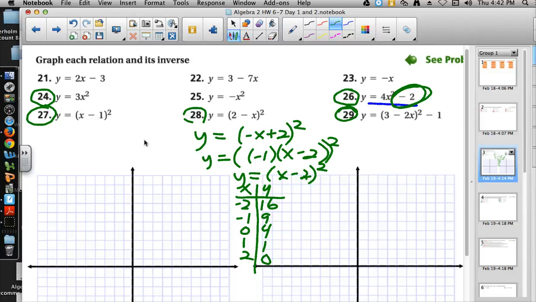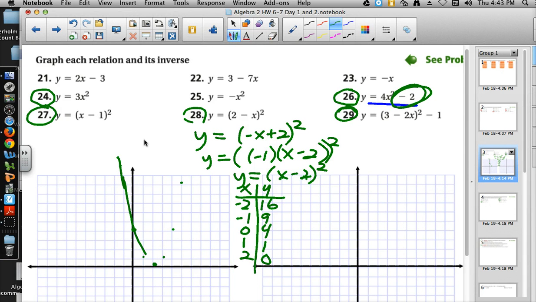So let's see what we've got here. We've got a negative 1 and a 9, 0, 4, and then we have a 1, 1 and a 2, 0. And then, of course, you realize if you put a 1 in this position, a positive 1, 1 minus 2 would be negative 1, and negative 1 squared is back to 1. So that 0 that we have on the x-axis, a 0 of y, is kind of that turning point for us.